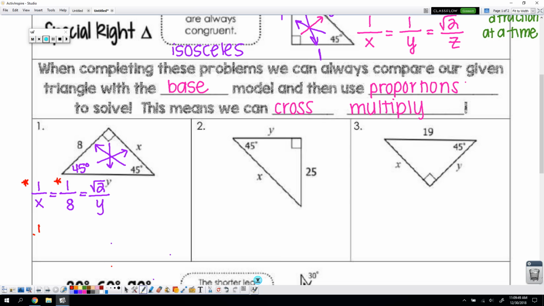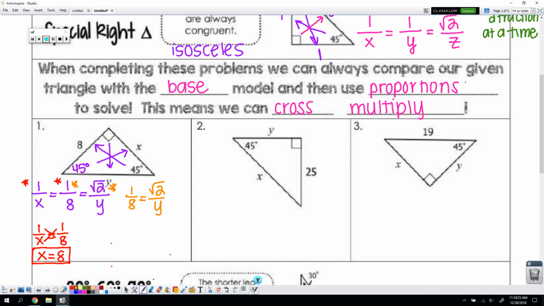So I'm going to do 1 over x equals 1 over 8. Then I'm going to do the same sort of thing, one with variables and one with all numbers: 1 over 8 equals the square root of 2 over y. Now I'm just going to solve them by cross multiplying. Cross here, 1 times x is x, 1 times 8 is 8. This was an easy one, and x equals 8.